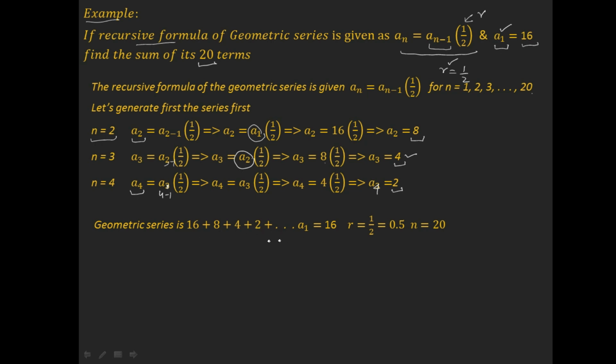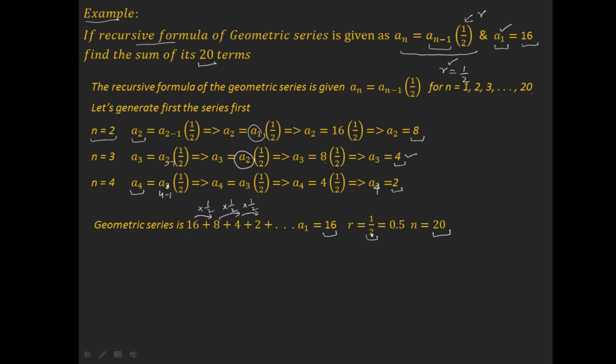So this is the series, and this is an infinite series, and we are adding the first 20 terms of this series. The first term is 16 and r is 1 by 2, because if we multiply 16 with 1 by 2, we get 8, then 8 multiplied by 1 by 2 gives 4, and then 4 multiplied with 1 by 2 gives 2. So each next term is obtained by multiplying 1 divided by 2 with the previous term.